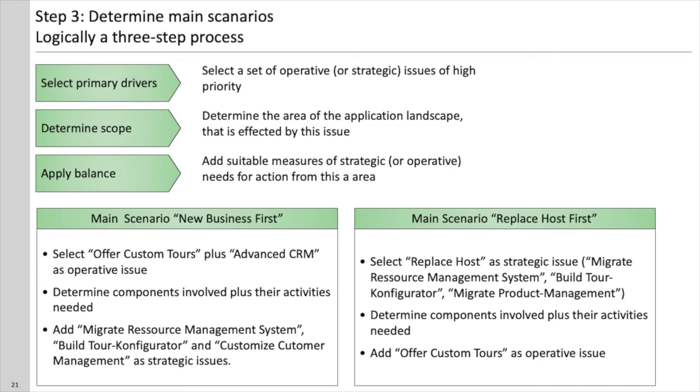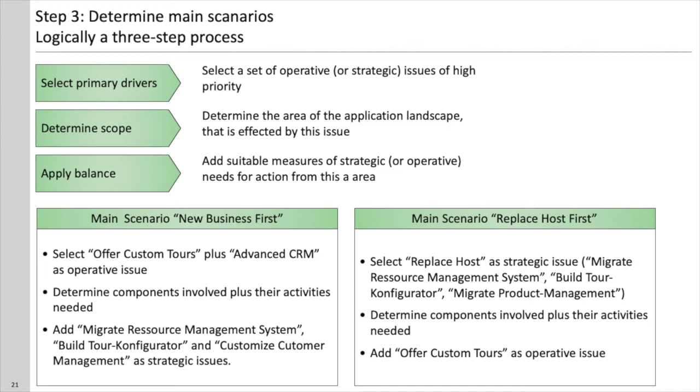And this brings us to the idea that determining one scenario is a 3-step process. So we first select primary drivers. In the scenario new business first, the primary drivers are we want to have a clear focus on the business requirements. So we have offer tours and advanced CRM. These are our primary drivers. That determines the scope, and from within that scope, we apply some balance for evolution in the other dimension.